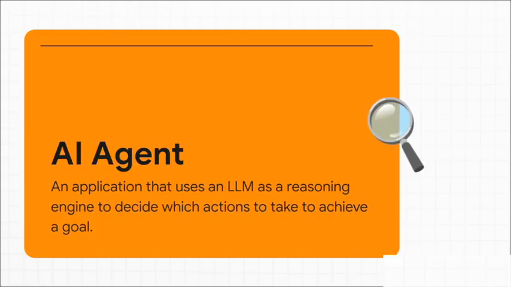What are we actually building here? At its core, an AI agent is basically an application that uses an LLM, like Gemini, as its brain. Now, this brain doesn't just generate text. It acts as a reasoning engine to figure out what actions it needs to take, like, say, searching the web or analyzing a file to accomplish a goal you've given it.